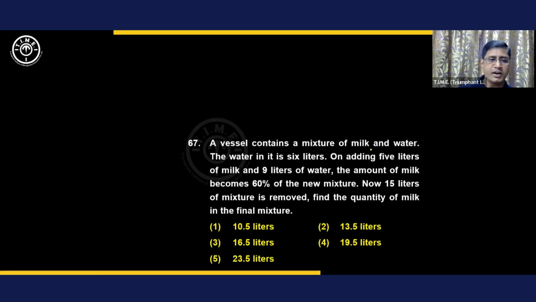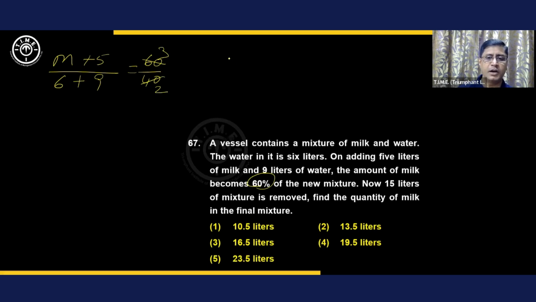So what is the milk and water content here? Milk is not given. And what about the water? The water in it is 6 liters. On adding 5 liters of milk and 9 liters of water, the resultant is 60% milk. 60% is milk means the remaining 40% is water. Simplify, 3/2. Solving this: 2 times m, that is 2m plus 10 is equal to 6 plus 9 is equal to 15.